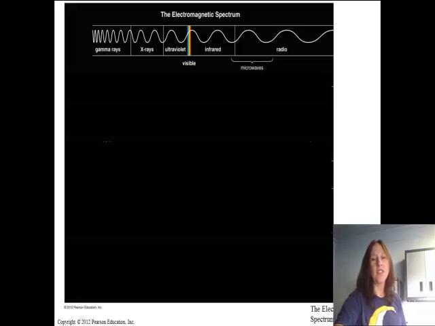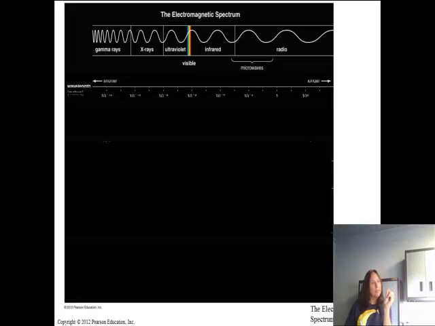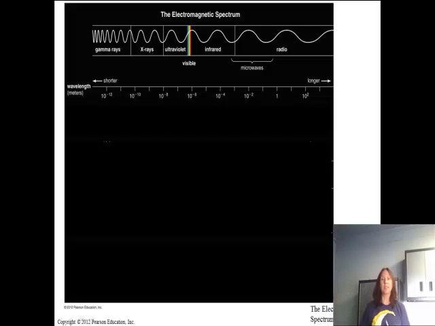Let's talk a little bit about the squiggle. That squiggle has a discrete distance. How long is one squiggle? You can already see that gamma rays have a shorter distance between squiggles or waves, and radio waves have the longest distance. How long a wave is, we usually use the symbol lambda. For lambda, you make a long line like that, and then an upside down V. That's lambda. These are wavelengths in terms of meters.